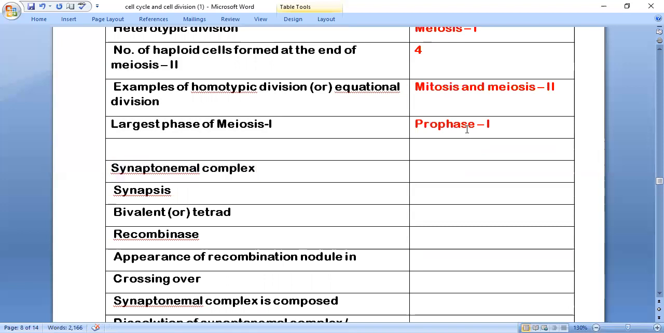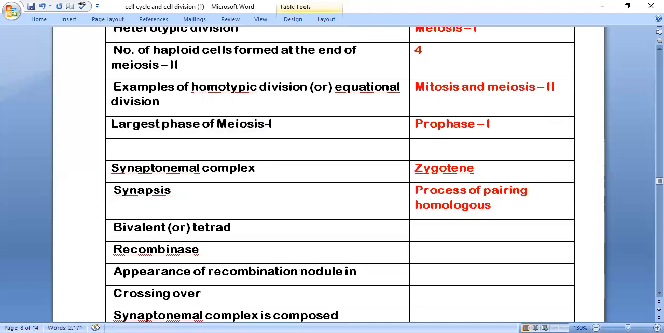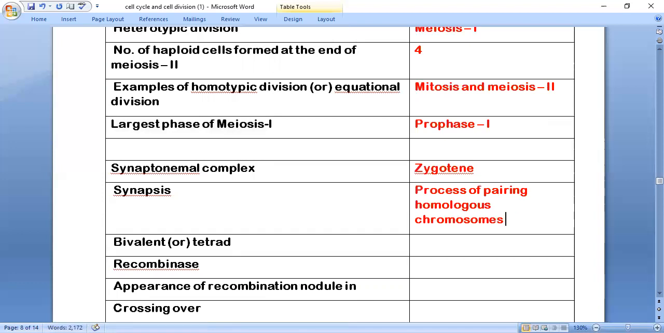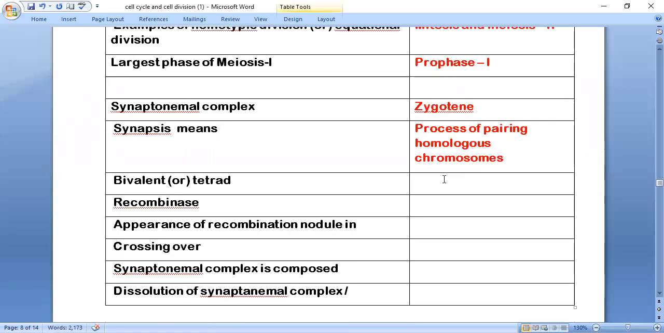Synaptonemal complex is formed at zygotene. Synapsis is the process of pairing of homologous chromosomes.